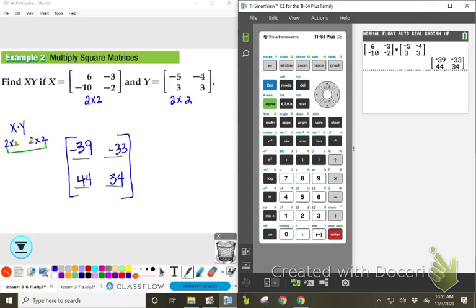That's your answer. Okay. And again, you can see it's not as simple as taking 6 times -5, because that doesn't give you -39, and so it's not the same thing as addition. Addition, you can just add like locations. Multiplication, it's nothing like that.